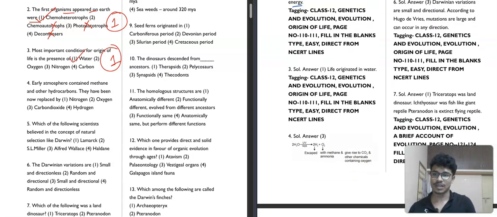Now moving to the next question, it is saying that Earth's early atmosphere contained methane and other hydrocarbons. They have now been replaced by... So the early atmosphere had methane, but now our atmosphere has nitrogen, oxygen, carbon dioxide, or hydrogen. What do you think? You have a very good explanation here. You can see that H2O upon UV rays forms H2 and O2, which with methane and ammonia give rise to CO2 and other chemicals containing oxygen. So the methane is basically replaced by carbon dioxide. So the third option will be our correct answer for this question.